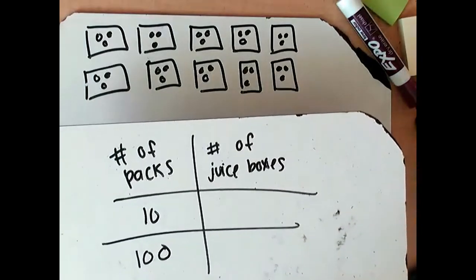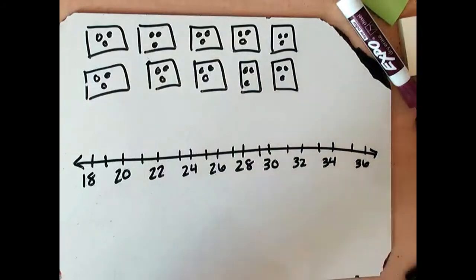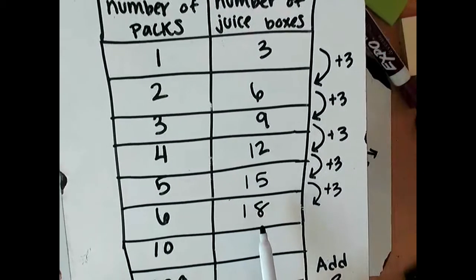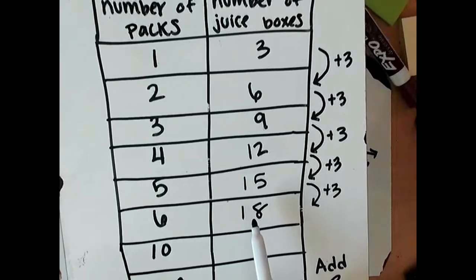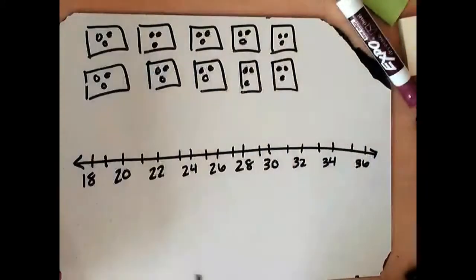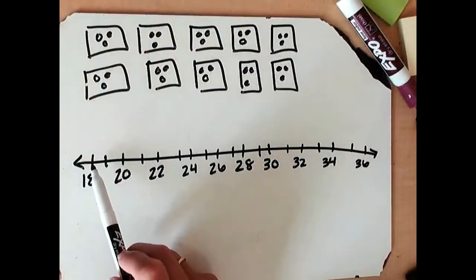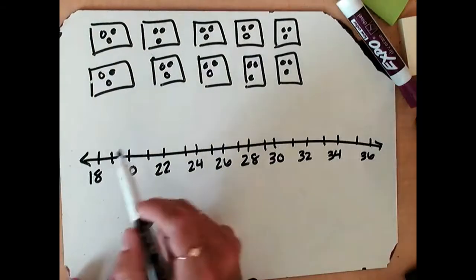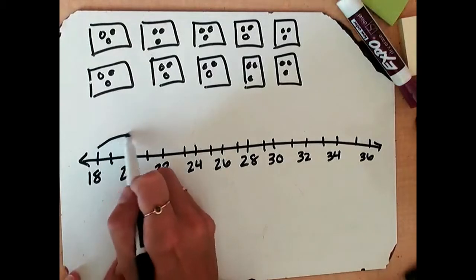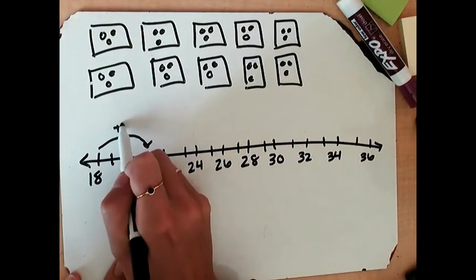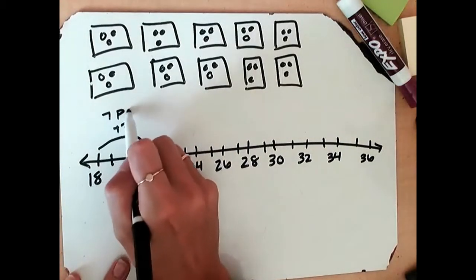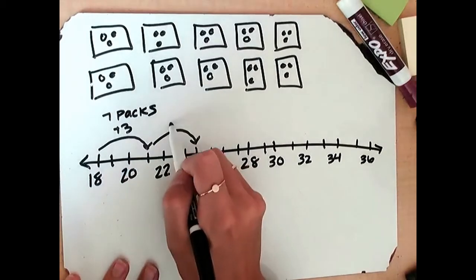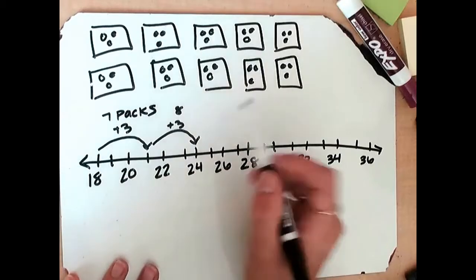Another way we can look at this is if we were to draw a number line. If we look at our chart earlier, we saw that we ended at 18. We knew that was 6 packs. So if we keep adding up by 3 starting at 18, we will be able to find how many juice boxes come in 10 packs. So let's do that. We know 1, 2, 3, plus 3 is 21. We know that's 7 packs, plus 3 again. That's 8 packs.